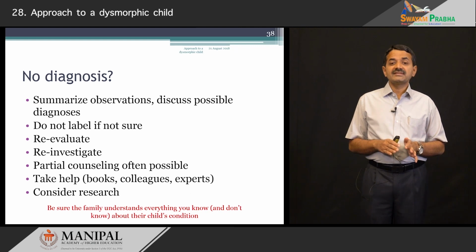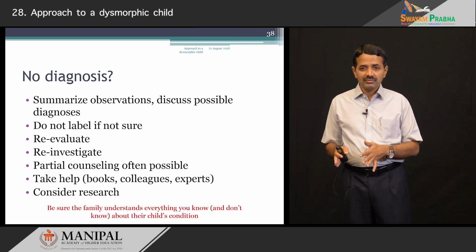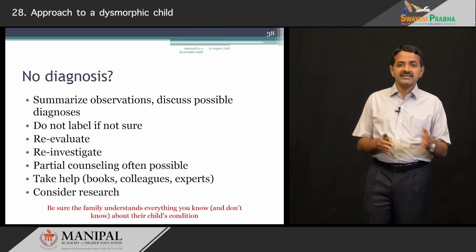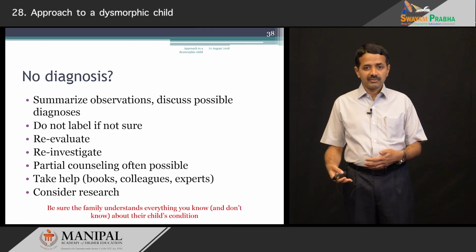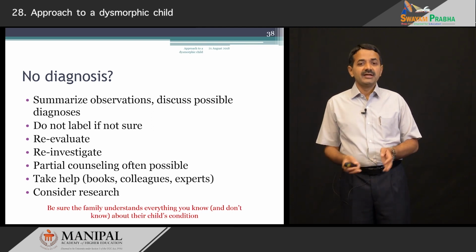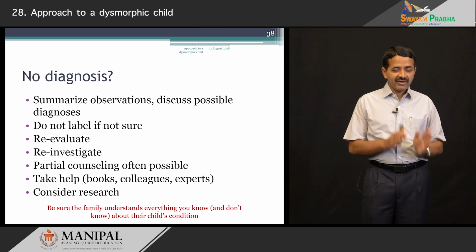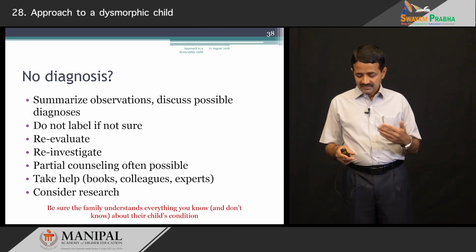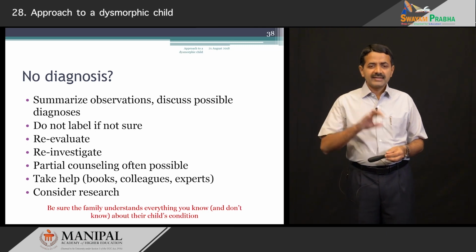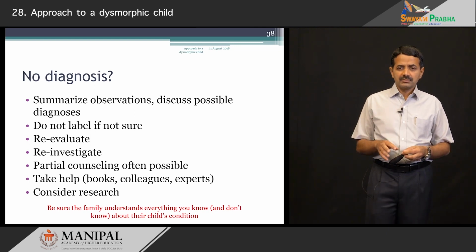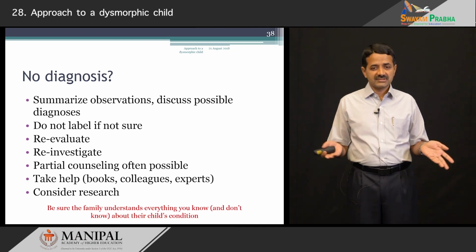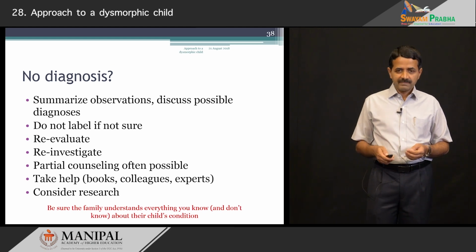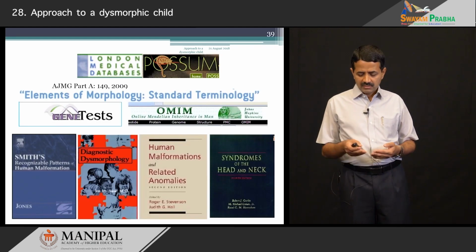Be sure the family understands everything you know about your diagnosis, and what you do not know. If you do not know the diagnosis, please tell them that you do not have a diagnosis, that you would like to follow up, or probably refer to somebody else about their condition. So, the family should know what you know and what you do not know. These are very important in the management of children. Unnecessarily labeling with a wrong or a fashionable diagnosis does not help; probably it stigmatizes and causes more problems than help.